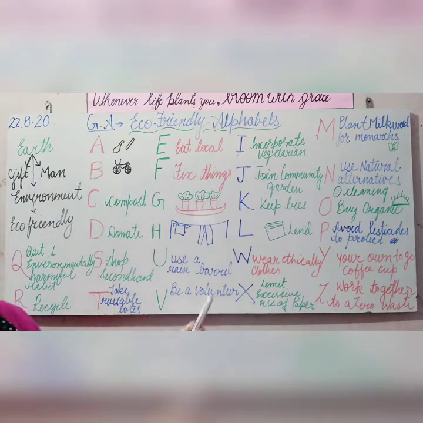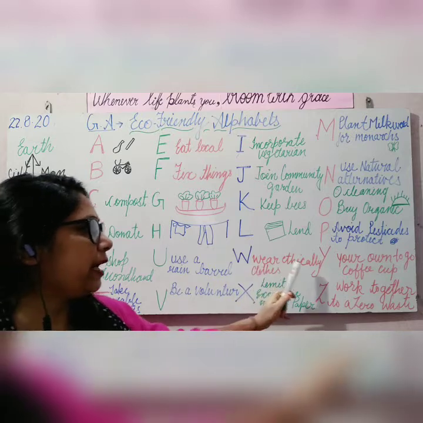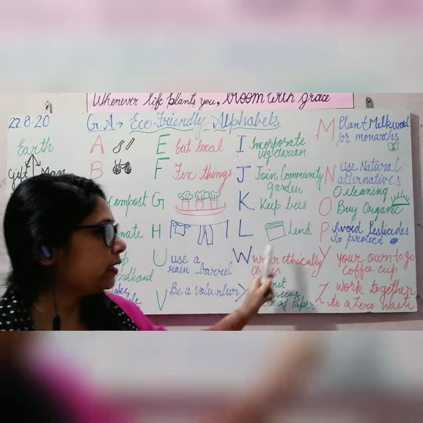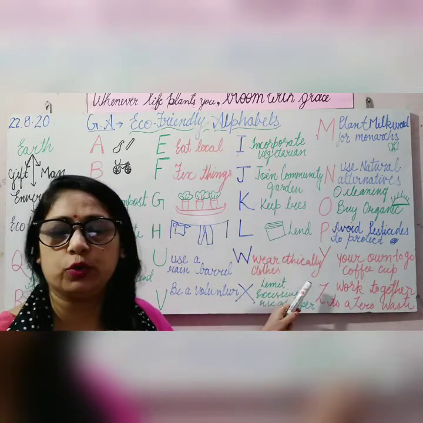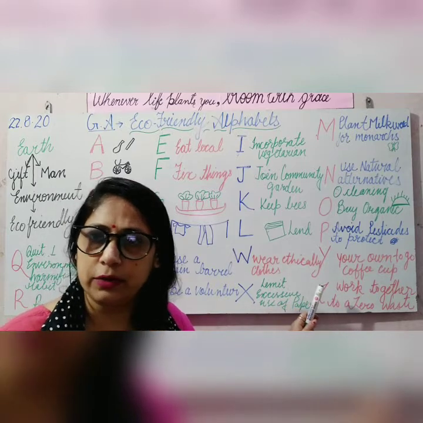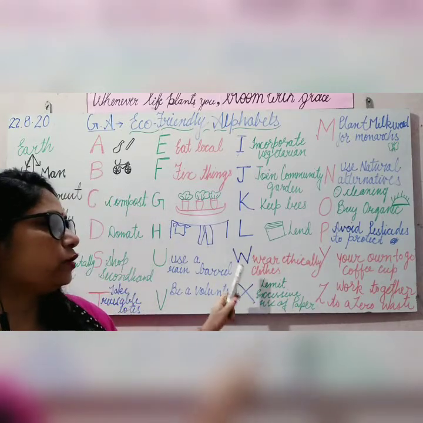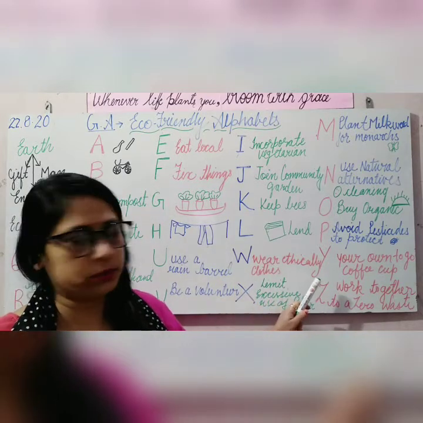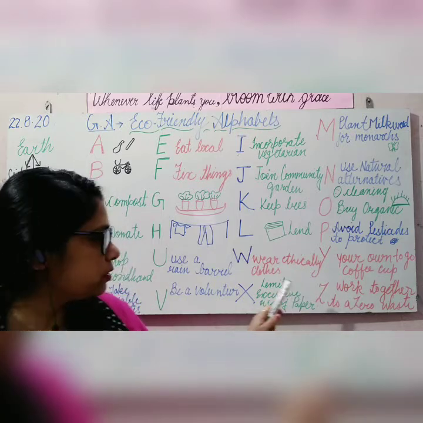Okay. W for wear ethically made clothes. Ethically made means the clothes which do not harm the environment. So we should try to purchase ethically made clothes to save the environment.